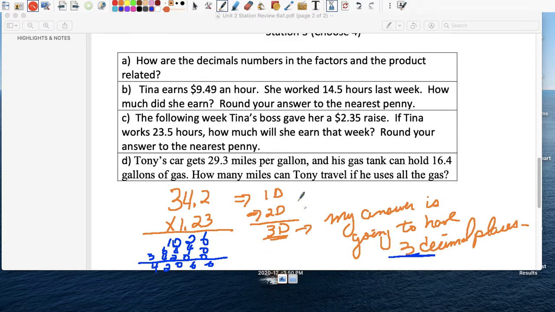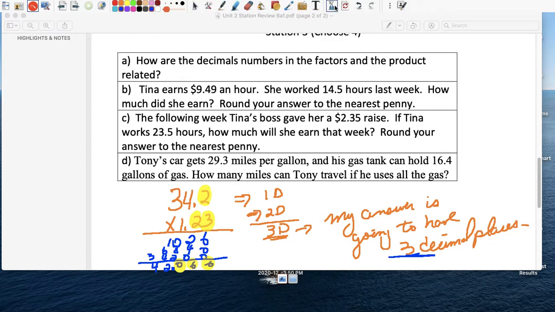So where do I put the decimal in my answer? My answer has to have the same amount of decimal places as the 2 numbers I'm multiplying. So let me highlight this, I guess it's maybe easier to understand. There's 1, 2, 3. So my answer should have 3 decimal places as well. So where am I putting that decimal? Between the 2 and the 0. Okay. So how are they related? They have the same number of decimal places.